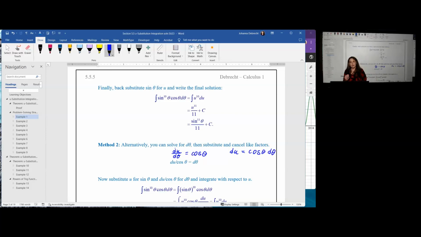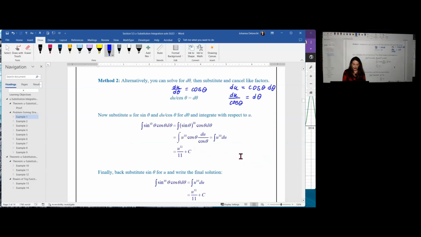Another technique that is very frequently used is to solve for the original differential by dividing both sides by any factor attached to it. This gives us that d theta is du divided by the cosine of theta. Now when I substitute, I'll be substituting sine of theta for u, and I'll be substituting du divided by cosine of theta for d theta.